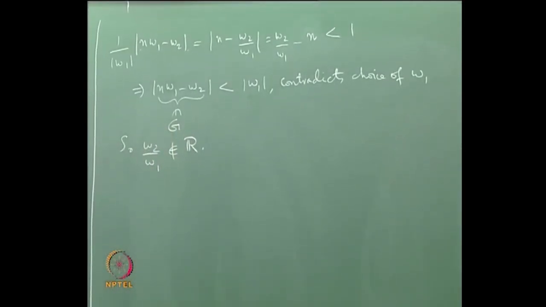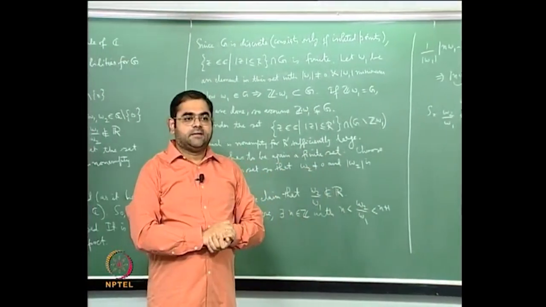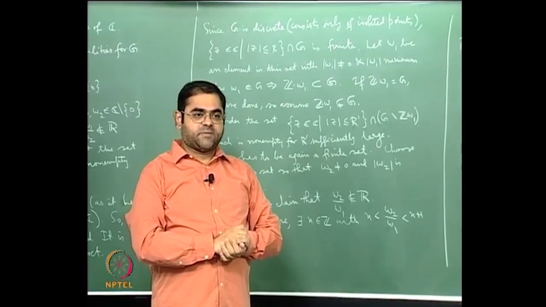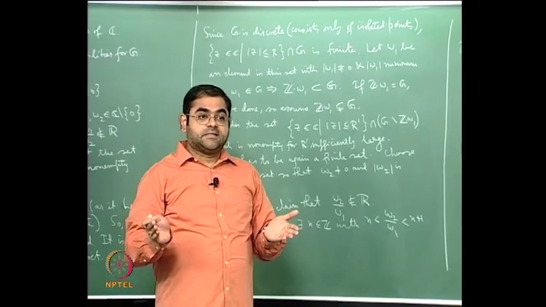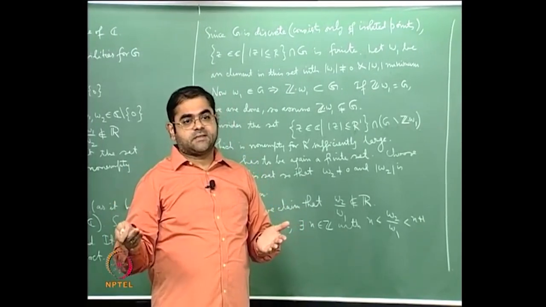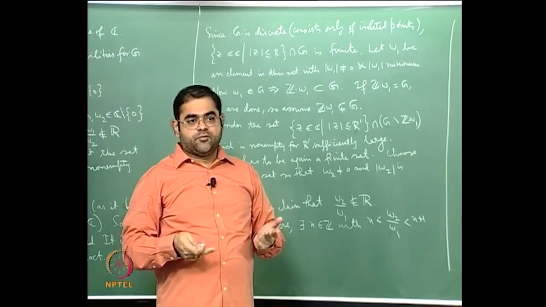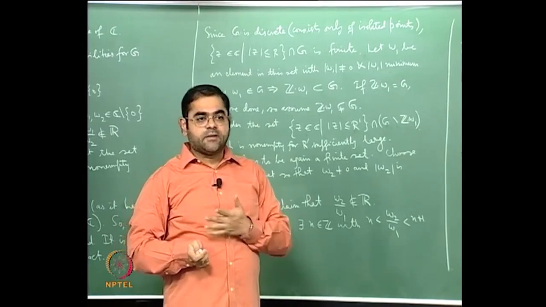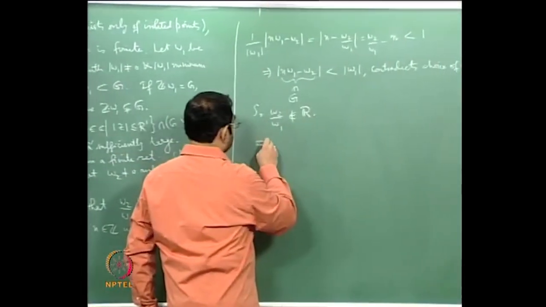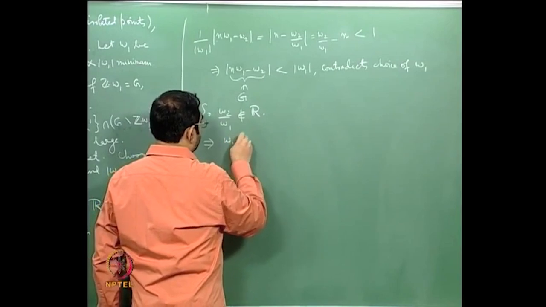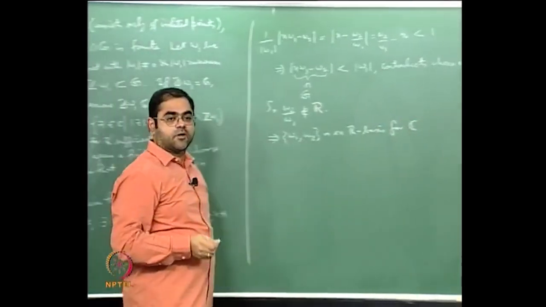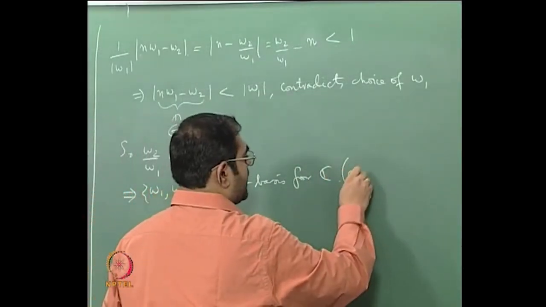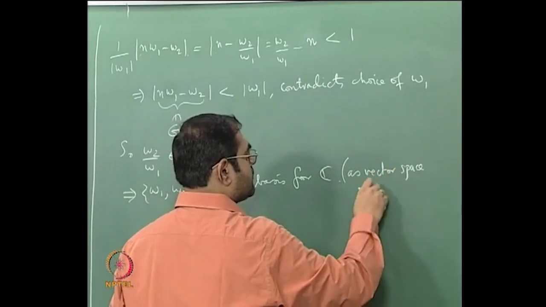Now the moment ω2 by ω1 is not a real number, it means that ω1 and ω2 form a basis for the complex numbers as a vector space over the real numbers. Since the ratio is not real, they are linearly independent over R. There are two elements, and the dimension of the complex numbers over the real numbers is two. The moment you have a linearly independent set with cardinality equal to the dimension, it has to be a basis. So this will imply that ω1, ω2 is an R basis for C as a vector space over R.